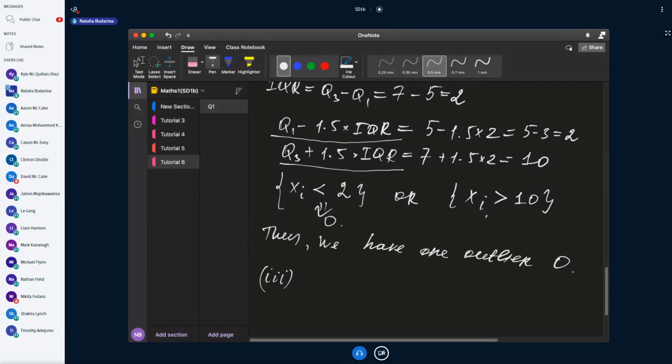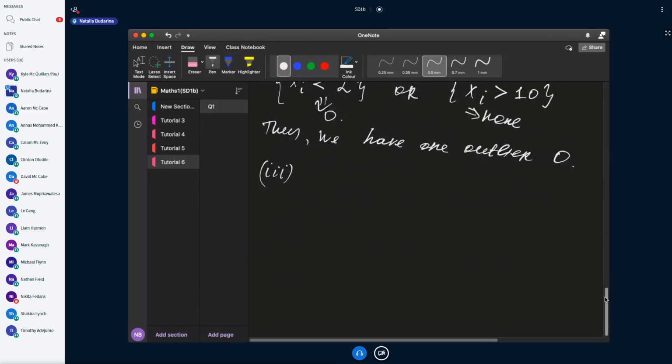Okay, we don't have any here, but we have one outlier here, 0. And now we need to draw the box plot, and finish the first question.